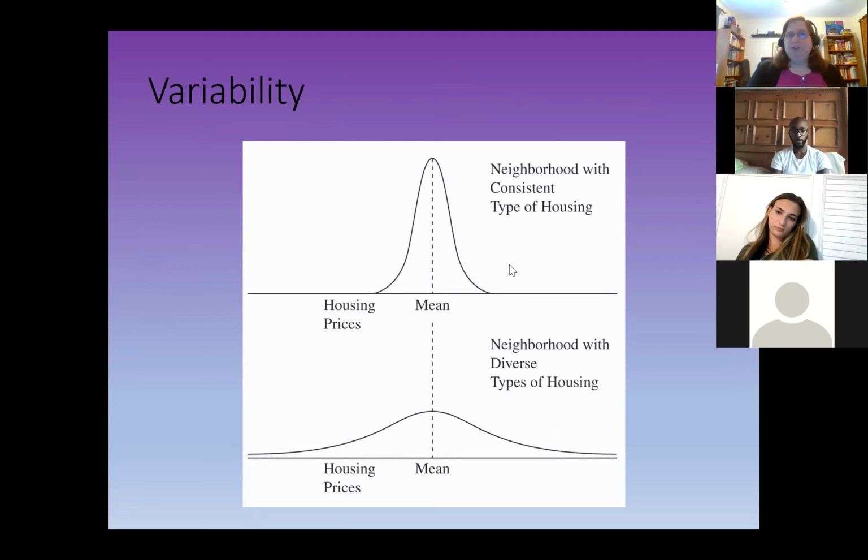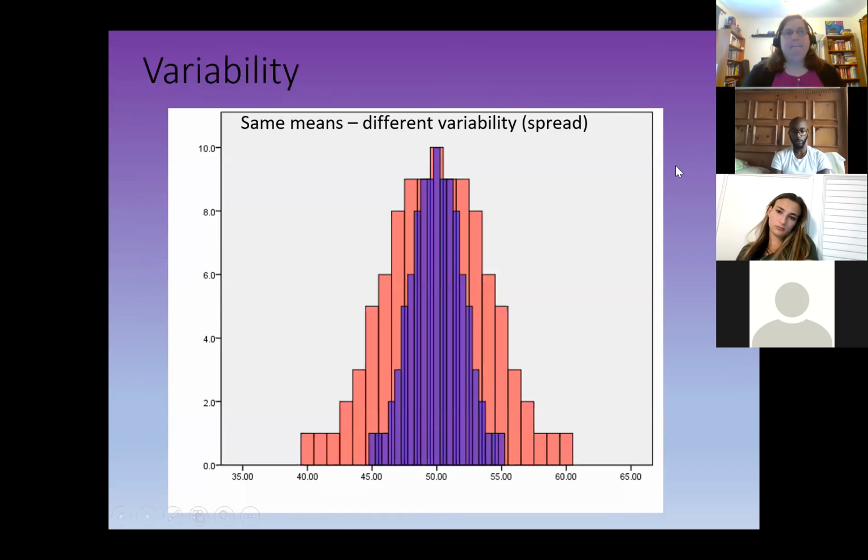So when we're talking about variability, one thing to remember is that the mean and the variability are different beasts. One does not tell you anything about the other. They're separate things. So in other words, let's look at this picture. We got the blue and red, or whatever colors you want to call these.